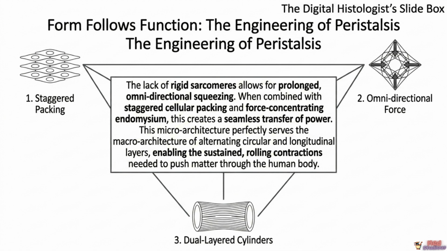Second, we have omnidirectional force. Because the cells lack rigid sarcomeres, they aren't restricted to linear twitches. Instead, they can sustain prolonged inward squeezing from all directions. Finally, this microscopic architecture perfectly serves the macroarchitecture, the dual-layered cylinders of alternating circular and longitudinal muscles. The cellular design makes the tissue efficient, while the organ-level design channels that efficiency into physical waves. Together, this multi-tiered architecture enables the sustained rolling contractions needed to successfully push matter through the extensive plumbing of the human body.